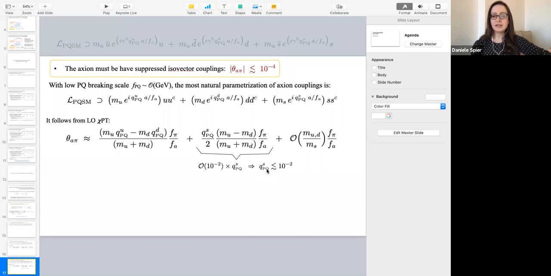So that means in order to be compatible with this requirement, the strange quark should have a PQ charge that is less than about 0.01. So the lazy way for me to deal with this is to say, well, I'm already not charging the other quarks of the second and third generation under PQ, so I might as well not charge the strange quark either. So I'll just set the strange quark by hand.